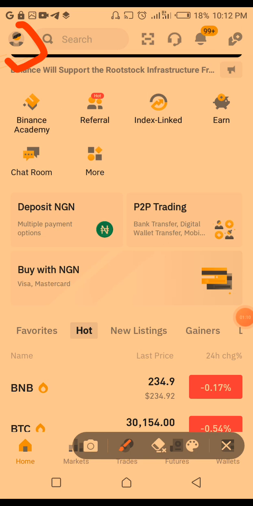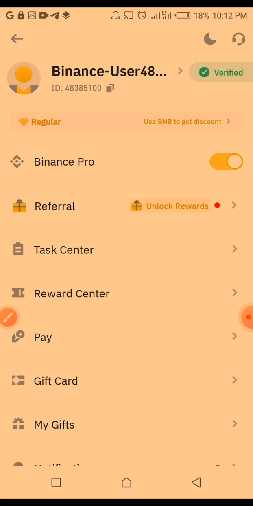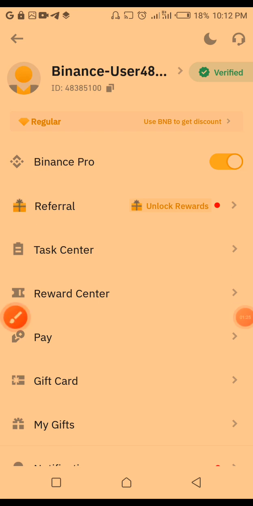First of all, we are going to click on this profile icon above to turn on professional mode. I'm already on professional mode. In case you are not on professional mode, for you to get your Binance interface like this, you must turn on this toggle. Make sure it is on, because after watching this video, you are going to become a professional on Binance spot trading.